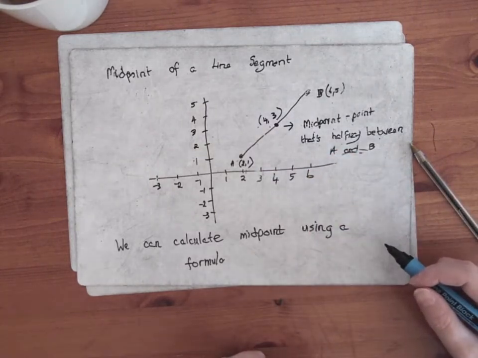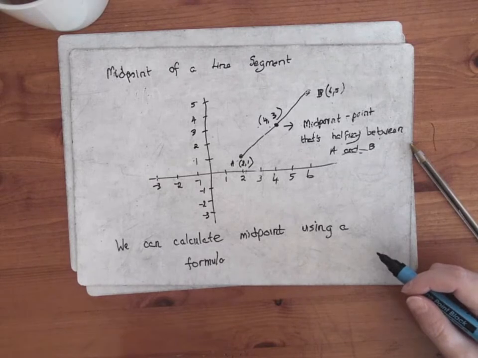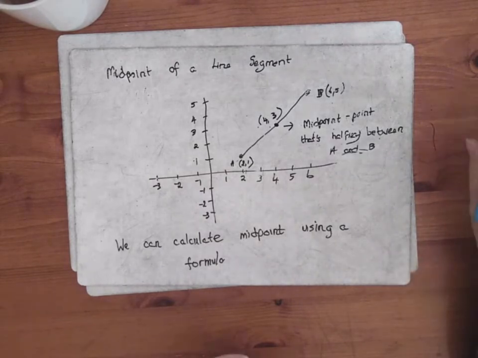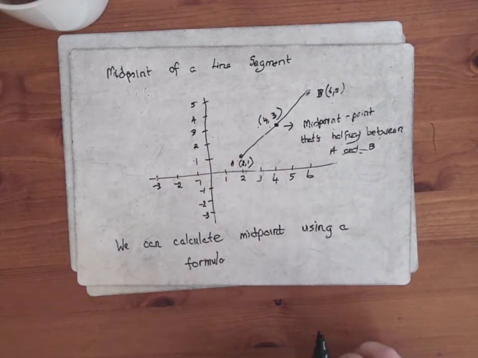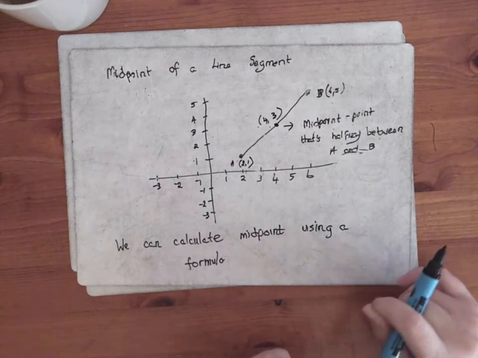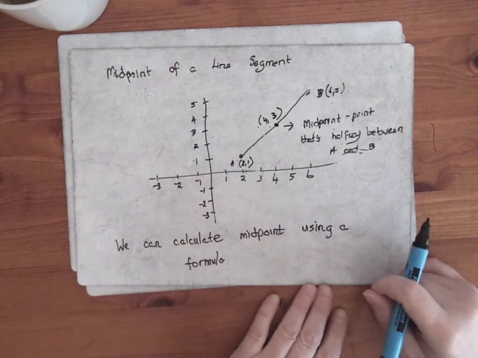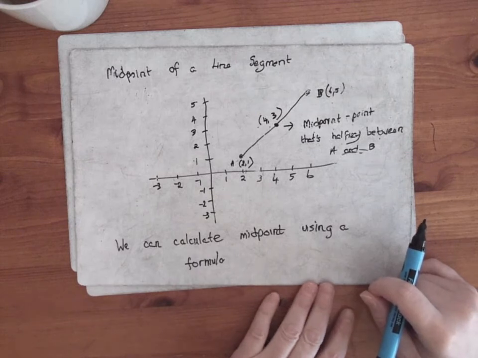So the midpoint means exactly what it says it means. Mid means halfway. So halfway between A and B, what's the point that's halfway between A and B? A midpoint is the point that's halfway between A and B.